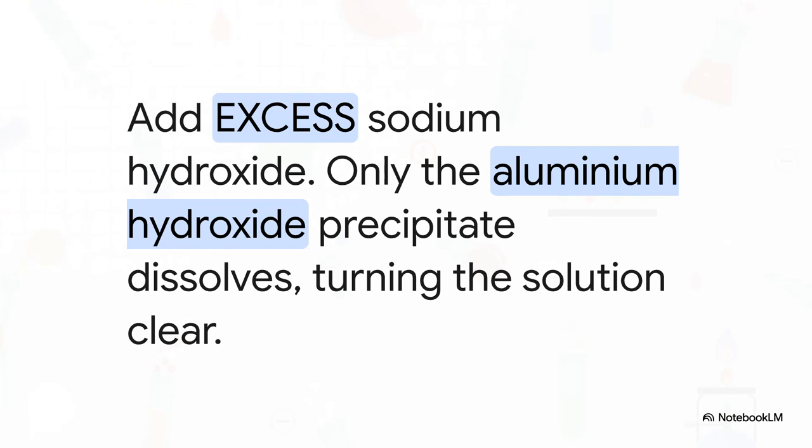After that white solid has formed, you keep going. You add excess sodium hydroxide. If that white precipitate disappears, it redissolves and the solution goes clear again, you have definitively found aluminum. If the white solid stays put, it's either calcium or magnesium. This little detail is a classic exam question, so don't forget it.